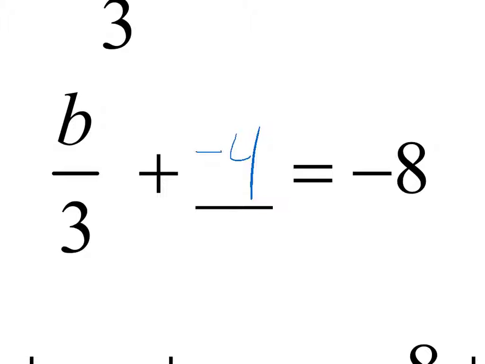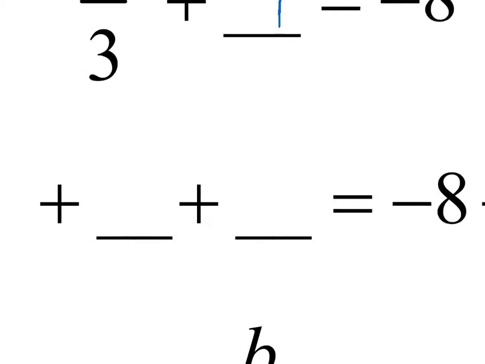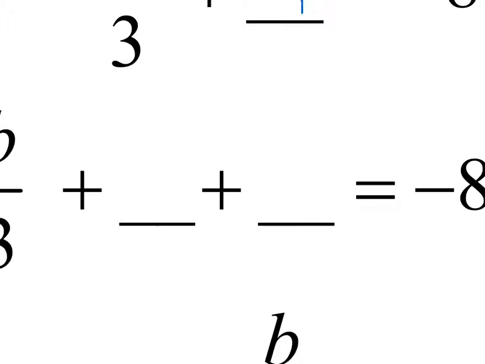And we know that we have 2 operations going on here with the b. So we're trying to get the b alone. I want to go in reverse order to undo the things that happen to this b. So I'm going to deal with the addition first. I need to get this negative 4 away from the b divided by 3. So what do I need to add to both sides? Positive what? 4.